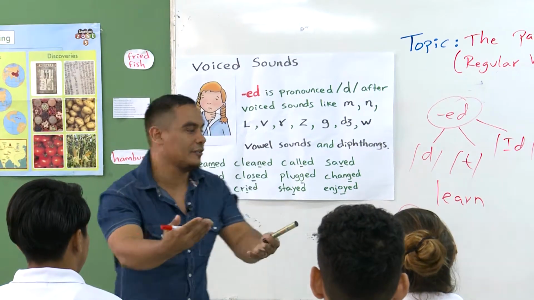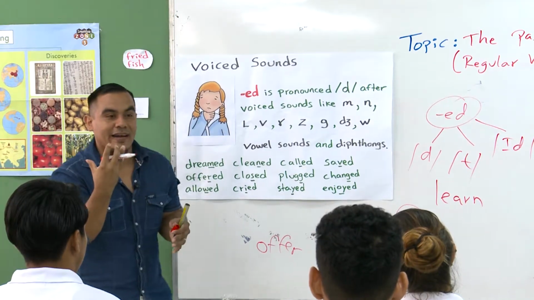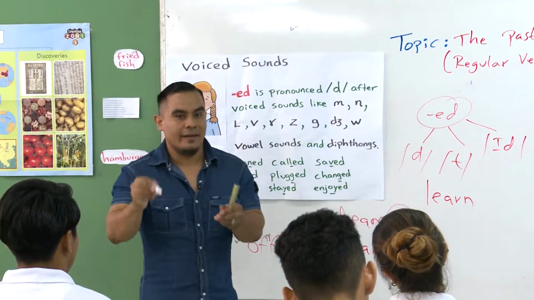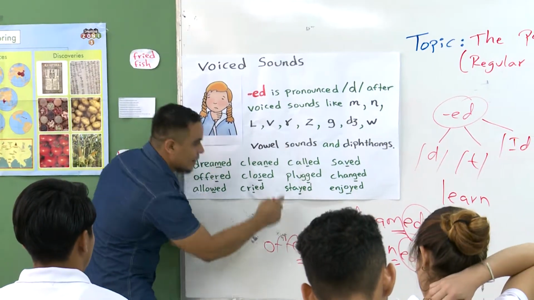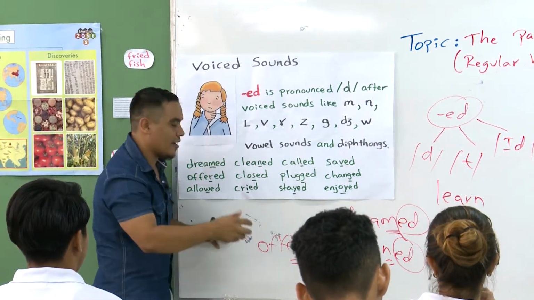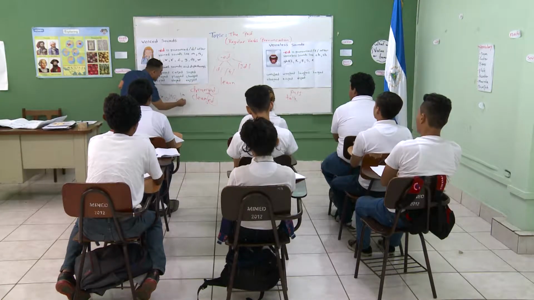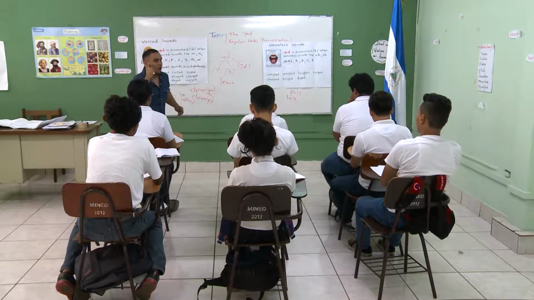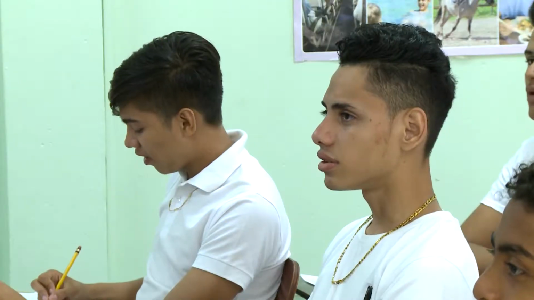Offered. Because my final sound, I'm talking about the final sound when we pronounce the verb, not when we write it. It's not when we write it, it's when we pronounce. Okay, offered. This is my last sound. Everybody, offered. Now the past is offered. Say it.